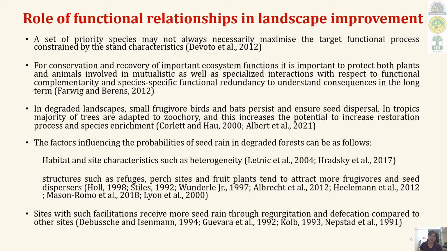For example, most tropical trees are adapted to zoochory. In degraded forests, the dispersers are reduced. But still, some small frugivores like birds and bats might help to recover it in the long term. In such areas, habitat and site characteristics such as microhabitats, refuges, and perch sites are important, and availability of these structures increases the probability of seed rain.